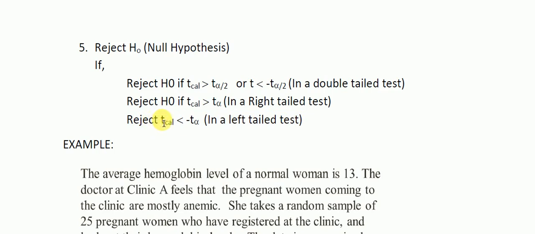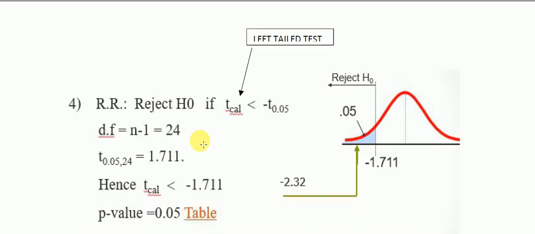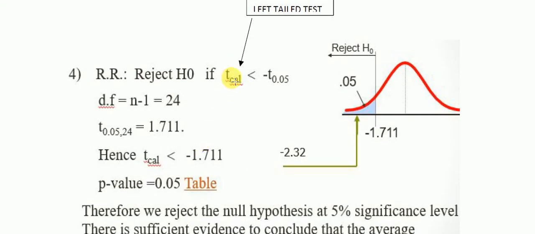T calculated, reject the null hypothesis if T calculated is lesser than minus T tabulated or minus T alpha. So let's see. T calculated should be rejected if it's less than minus T alpha. So alpha is the level of significance. So how are we going to do that?